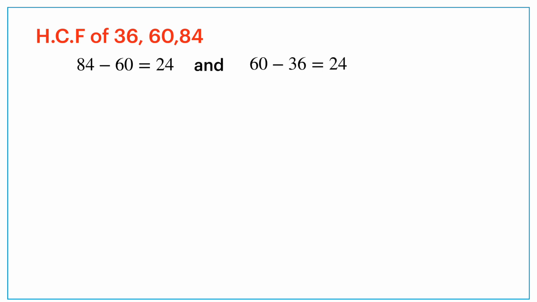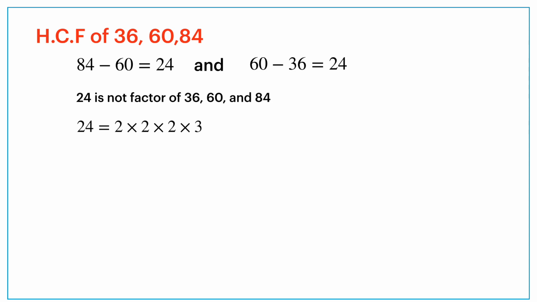Let's consider another example. What is the highest common factor of 36, 60 and 84? First, we need to find the difference between the numbers. 84 minus 60 is 24. 60 minus 36 is 24. Next, we observe that 24 is not a factor of all three numbers. Now, let's write the prime factorization of 24. That is, 24 is 2 times 2 times 2 times 3.